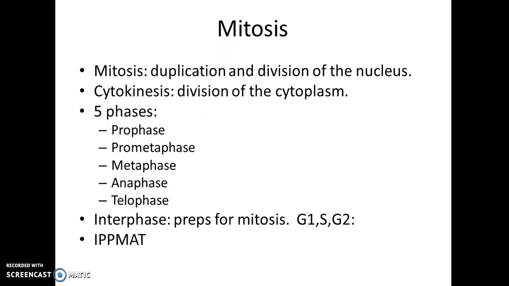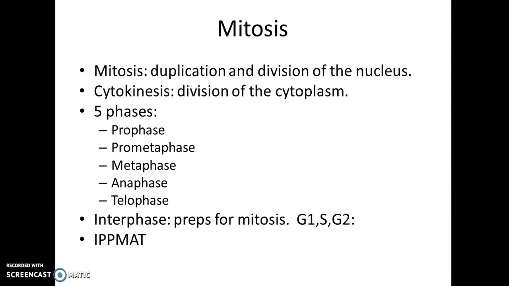Mitosis is the duplication and division of the nucleus. Cytokinesis is the division of the cytoplasm. Please don't get the two confused. In mitosis, there are 5 phases. You learned about 4 when you were in 9th or 10th grade, but now there are actually 5. And they are prophase, prometaphase, metaphase, anaphase, and telophase.